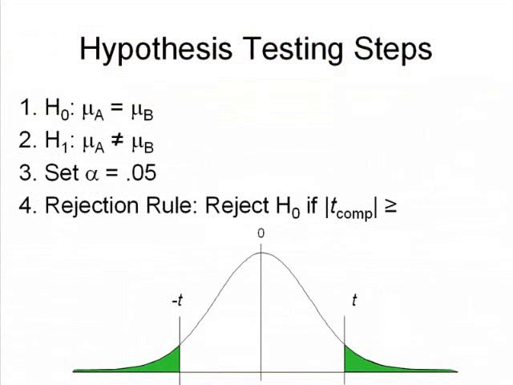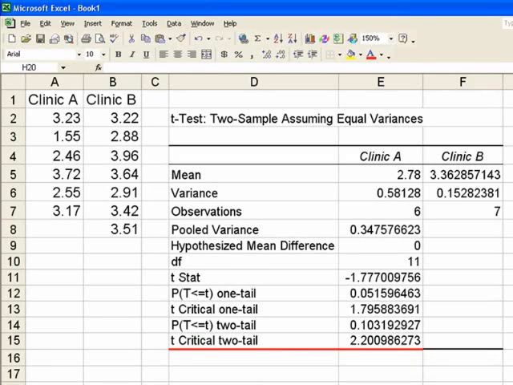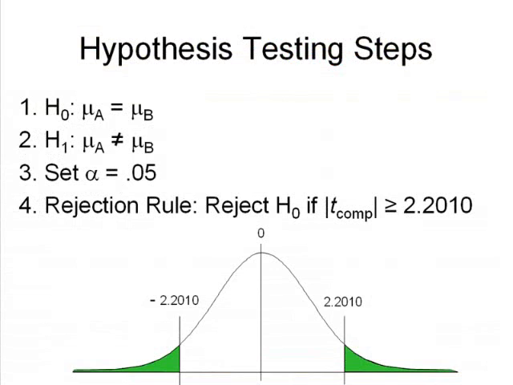Let's take a look at where we are. Here we're looking for our rejection rule. We're saying reject H0 if the absolute value of the T-comp is greater than or equal to. And so looking at our output, we see that that's that bottom row. And so we'll put 2.2010. So let's put that in our rejection rule. So reject H0 if the absolute value of T-comp is greater than or equal to 2.2010.